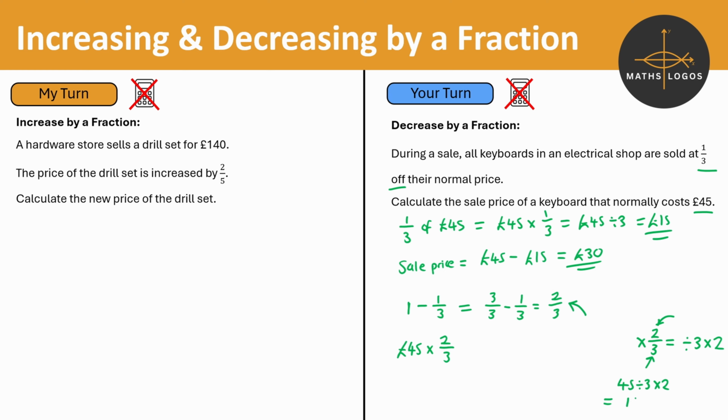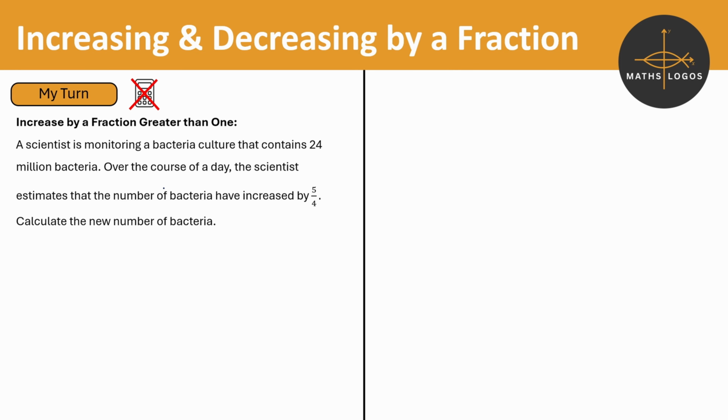45 divided by 3 is 15. 15 multiplied by 2 is equal to 30. And as you can see, that gives me the same answer as I got the other way. Okay, let's have a look at our next example.